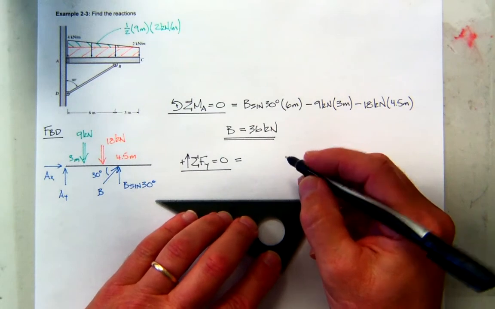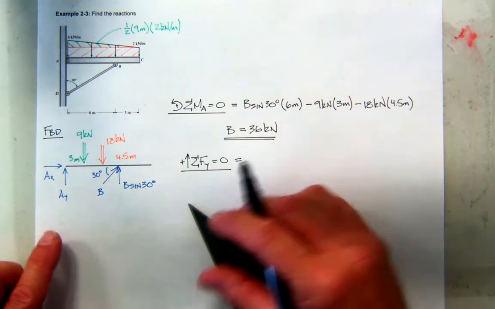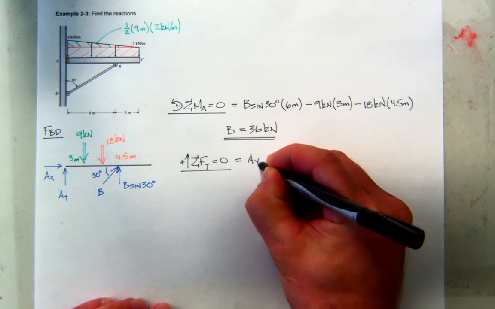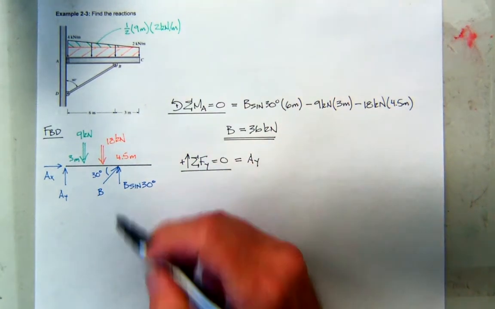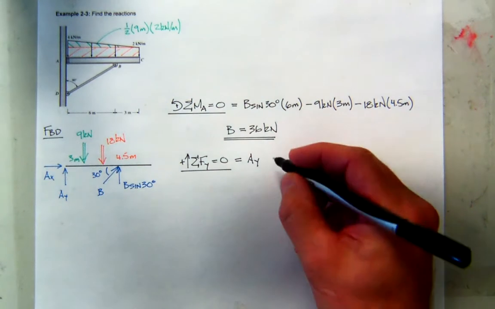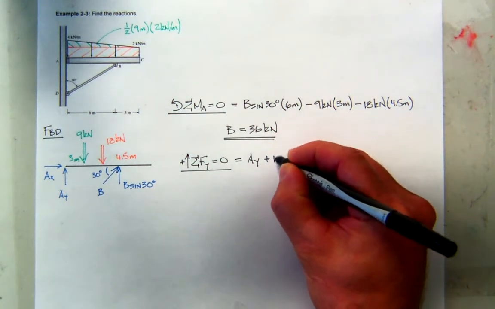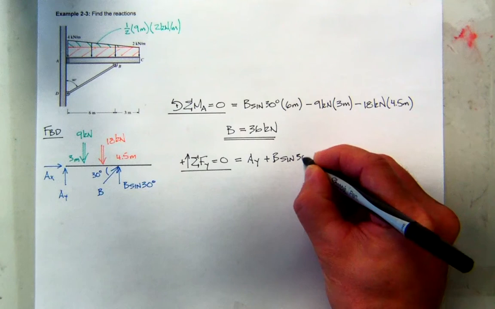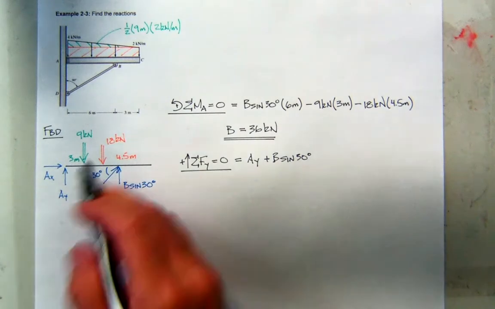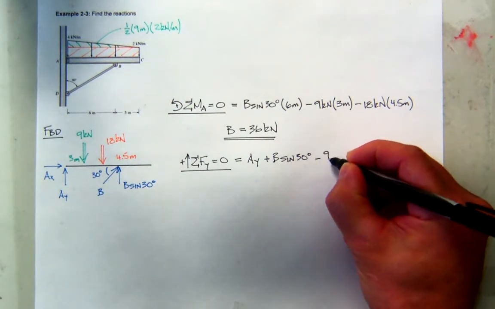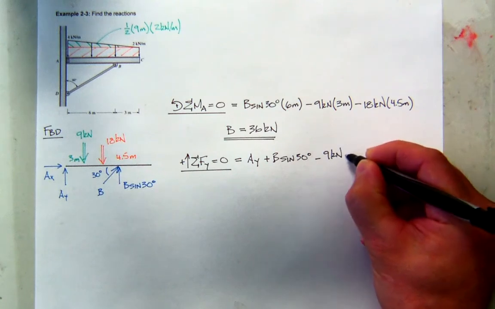Okay, enough of that. All right, so what are we going to do? We're going to sum forces in the y direction. So we got AY acting up. Which part of B is acting up? Oh, it's the same one I just had, right? So I'll say plus B sine 30. Those are my reactions. And what's acting down? Anything? Well, my two forces, right? 9 kilonewtons and 18.